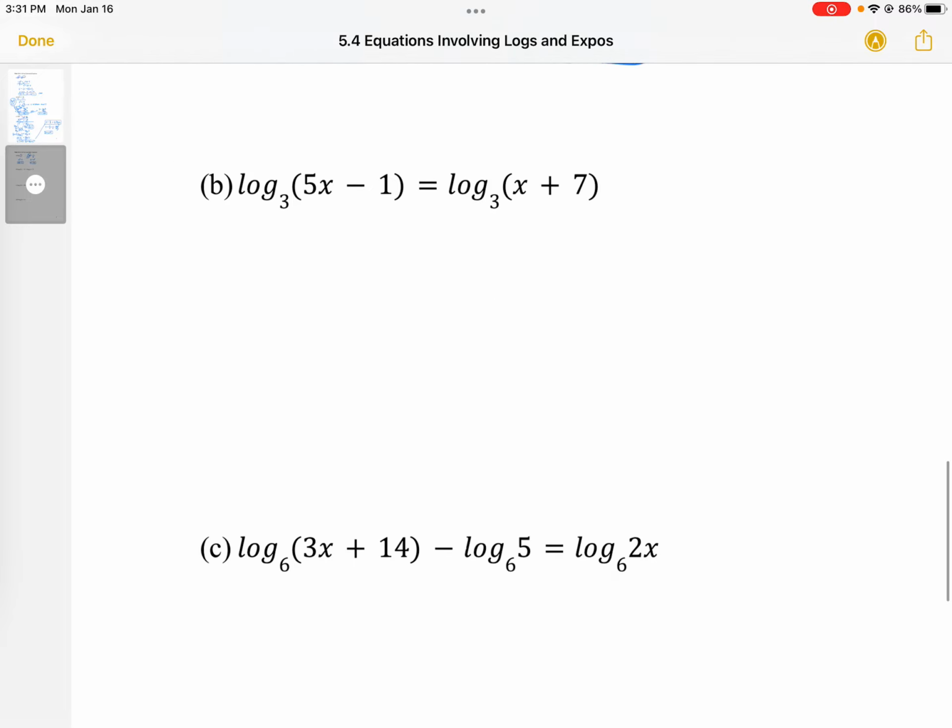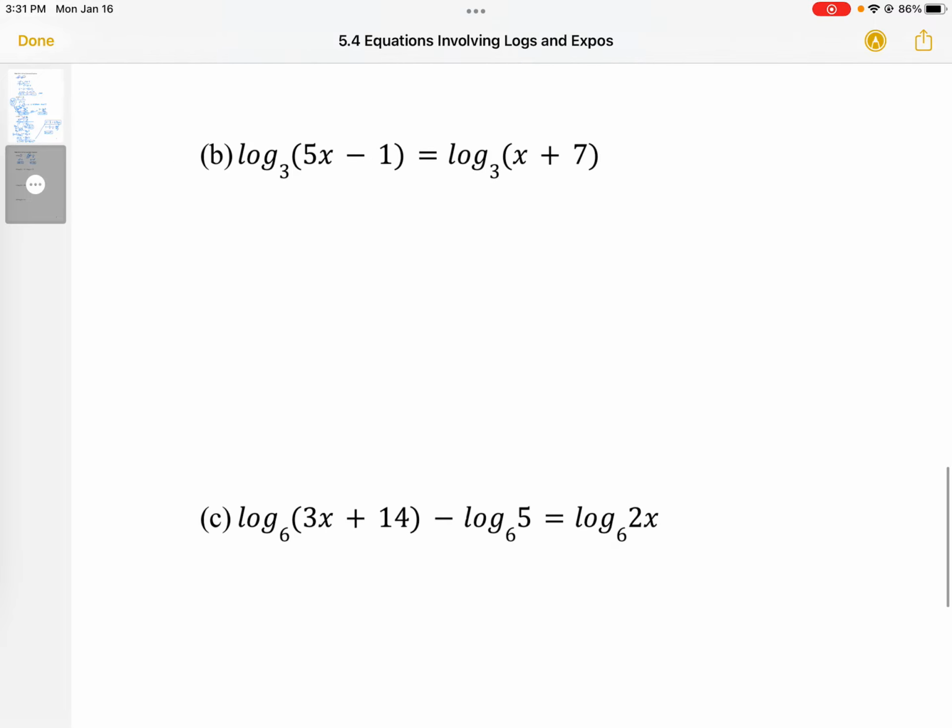Let's go to another example. So we have log base 3 of 5x minus 1, and then that is equal to log base 3 of x plus 7. Here we have the same log base on both sides of the equation. There's just one term, so we could use the one-to-one property, and we could say 5x minus 1 is equal to x plus 7.